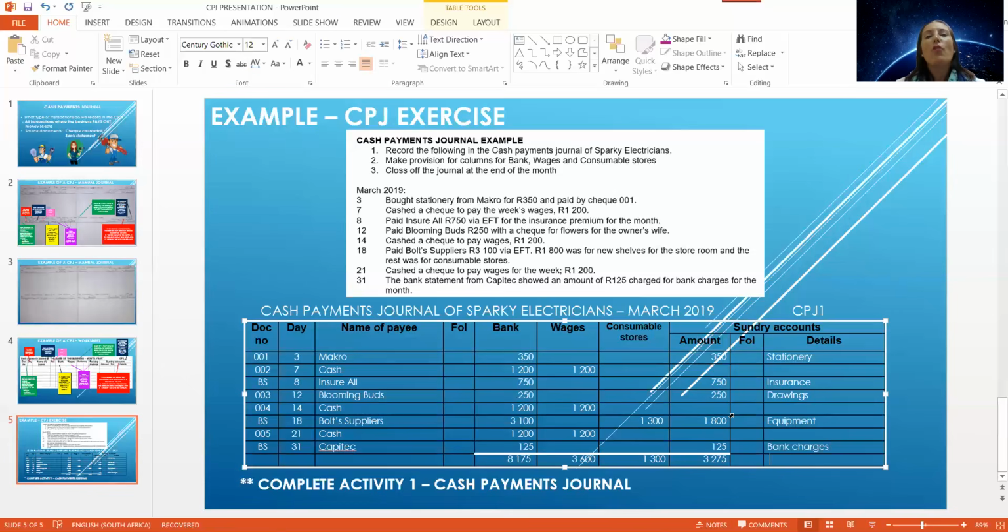I actually think that after one has done the CRJ, the CPJ is fairly easy to complete and to understand. Just remember that we work with cheque and cheque counterfoils and bank statement, and that every single amount must be recorded in the bank column, because we are taking money out of the bank account, and then in the applicable other column. And then I think you will be fine to do an exercise on your own. At the bottom, complete activity 1, and that's on a cash payments journal. I will also include it in your resource documents, so that you have that information.